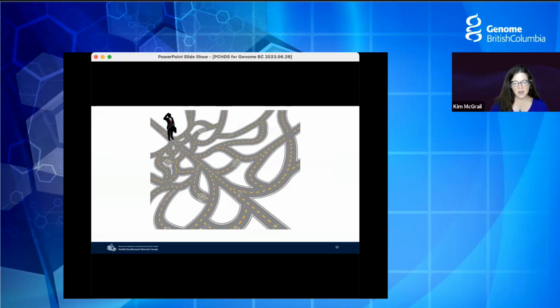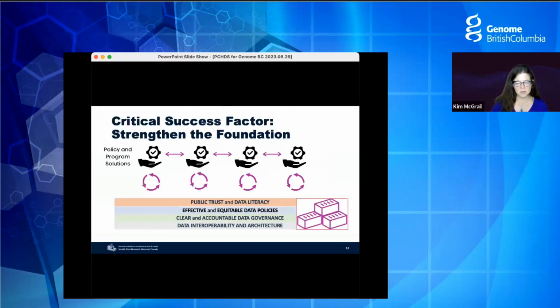So thinking across all of those different levels, from everything, again, from individual clinical care all the way up to research and innovation at the broadest level, these are the things that we identified as being the foundations for a good, well-functioning health data system. And that is, working from the bottom up: data interoperability and architecture, clear and accountable data governance, effective and equitable data policies, and public trust and data literacy.